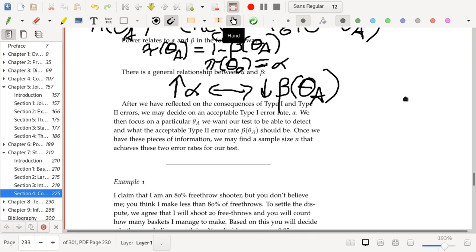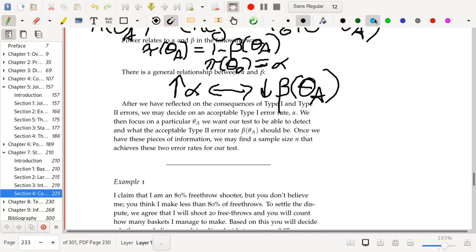And this is a part of study design, essentially. This is why you have to think about the consequences of type 1 and type 2 errors whenever you're thinking about statistics, right? You're going to have to use this to decide what your type 1 and type 2 error rate should be. So, we may decide on an acceptable type 1 error rate alpha. We have our reasons for that alpha, right? We did our probability. We've decided this is an acceptable error rate for some reason. Once we've decided on that acceptable type 1 error rate, we would probably then focus on a particular theta A.